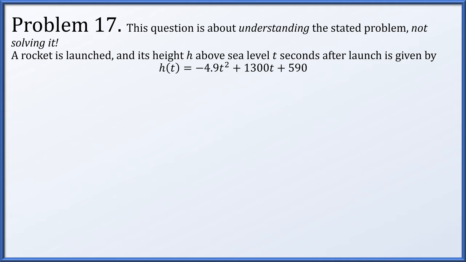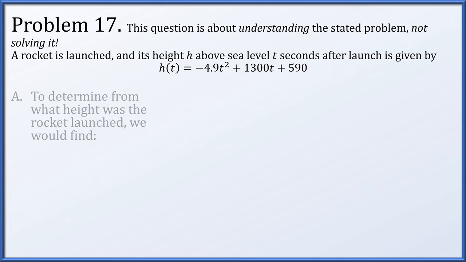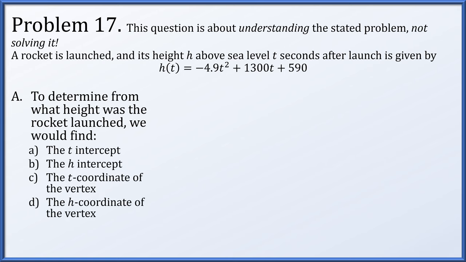For problem 17, we're told upfront the question is about understanding the problem, not really solving for anything. So a rocket is launched, its height h above sea level at t seconds is given by a particular quadratic here. Part A, to determine from what height the rocket was launched, we would find what? The t-intercept, the h-intercept, the t-coordinate of the vertex, or the h-coordinate of the vertex.